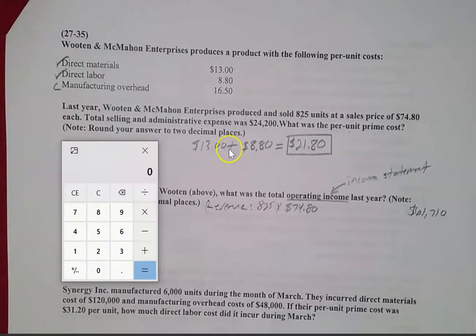So we have two of our numbers right here already. So I'm just going to start there, 21.80. Then I'm going to go up here and grab this manufacturing overhead and add that to it. So our total product cost per unit is $38.30. Okay.